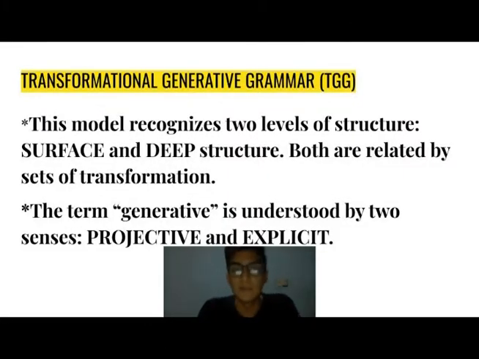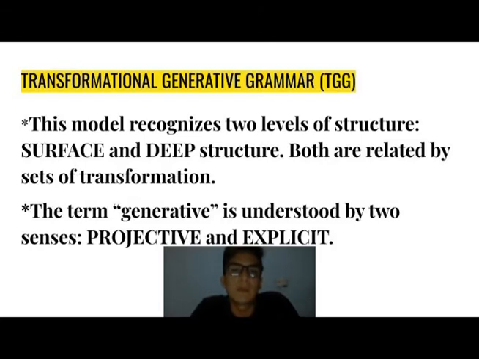Well, the first model that I'm considering here is transformational generative grammar. About this model, we can say that it was elaborated by Chomsky, and it recognizes a level of deep structure and a level of surface structure, which are related by sets of transformations. About the term generative, we can say that it is understood in two senses, that is projective and explicit.